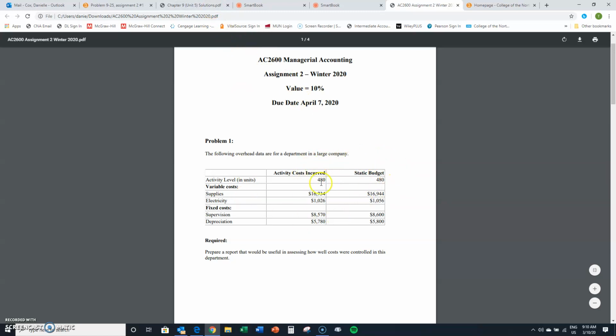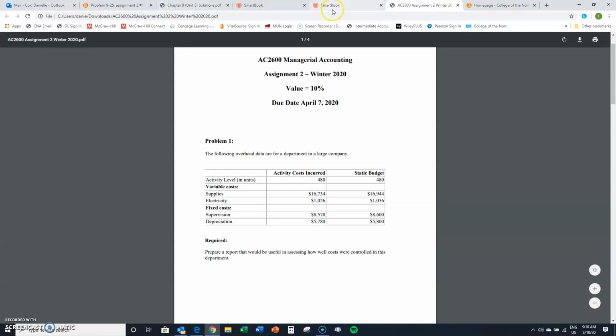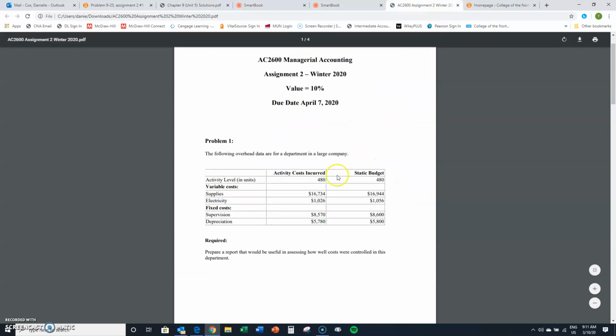Here, we have the same activity level. So what I still want to see is the same format. I want you to still work out a cost formula per unit. Then you're still going to have the actual cost, and the budget based on the actual activity, and then you're still going to have your variance. So very similar to this, keeping in mind that the level of activity is the same under both.